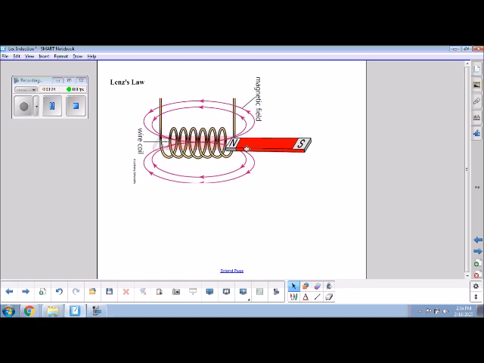But that's the concept. Direction of motion of this internal magnet is going to generate a current which will give a magnetic field inside the coil that fights the motion we're doing.